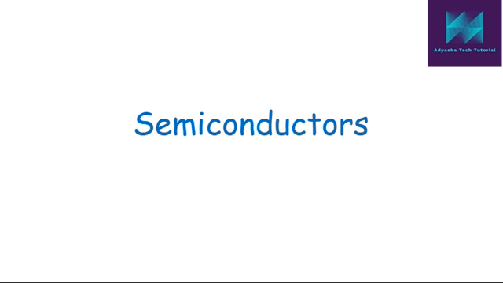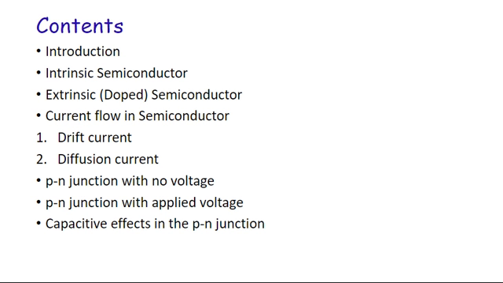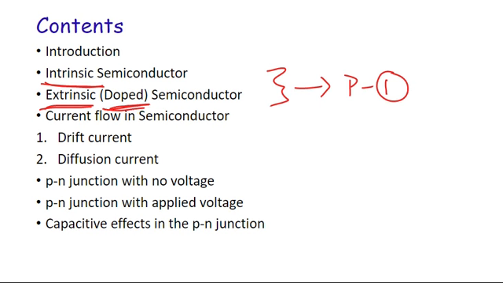So in this video we will be discussing the first module of the basic electronics engineering subject, that is the semiconductor. So let's begin. This module we will be studying in three parts. The first part will consist of the types of semiconductor. First will be intrinsic, second one is the extrinsic, which is also called doped semiconductor.